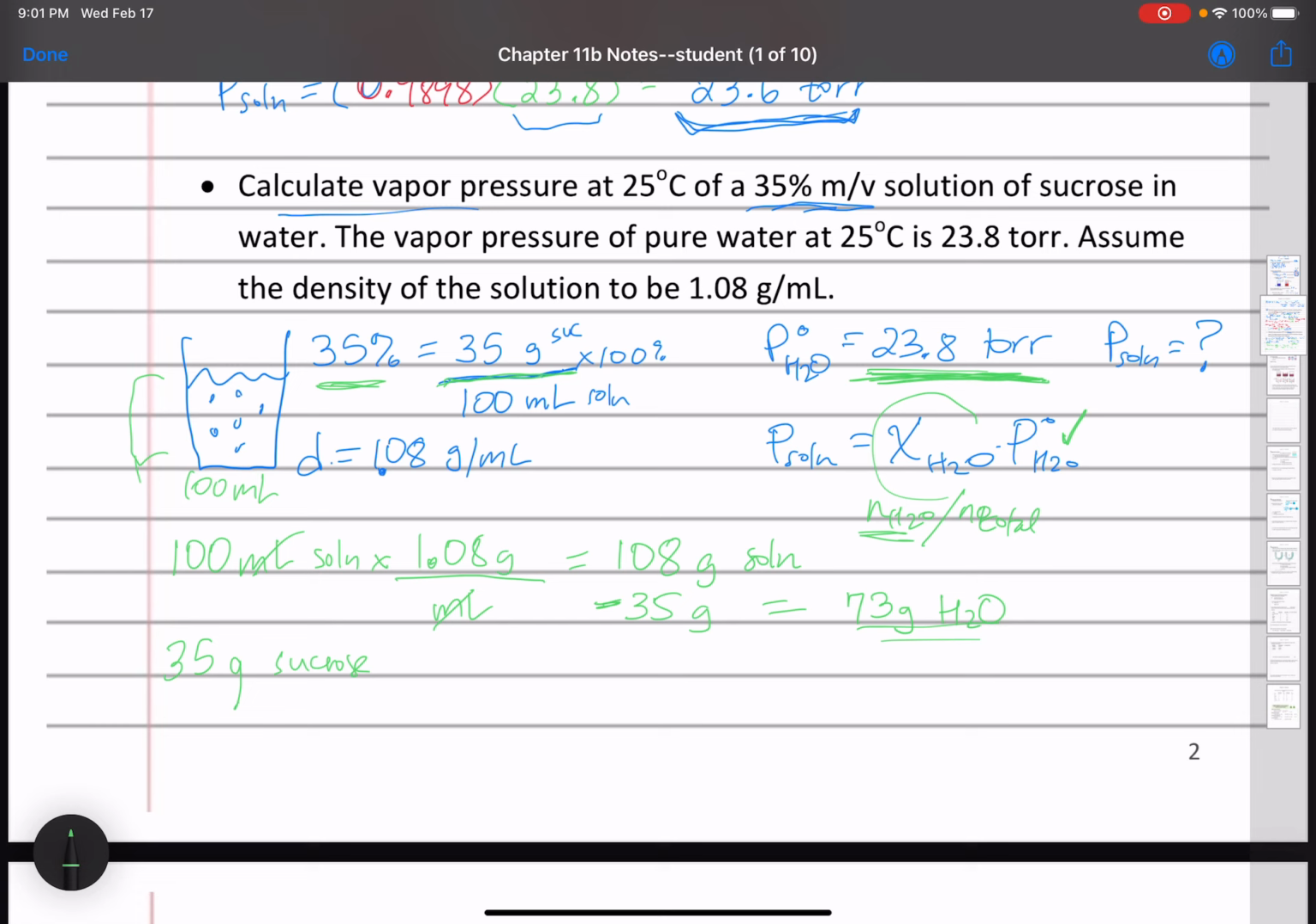So this number we can use to calculate our moles of water. So now we'll just do that right here then. One mole is 18.02 grams. So how many moles of water is that? It's 4.05 moles of water. And our sucrose divided by its molar mass of 342 tells us that we have 0.102 moles of sucrose.